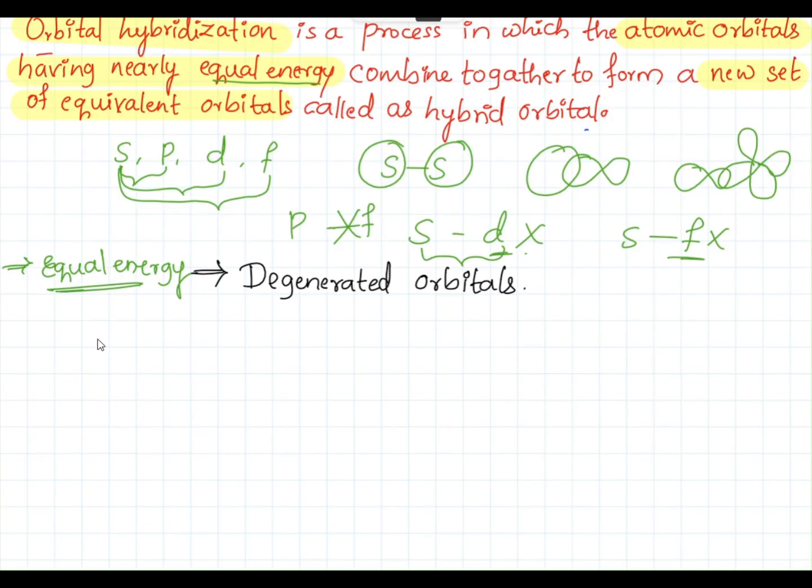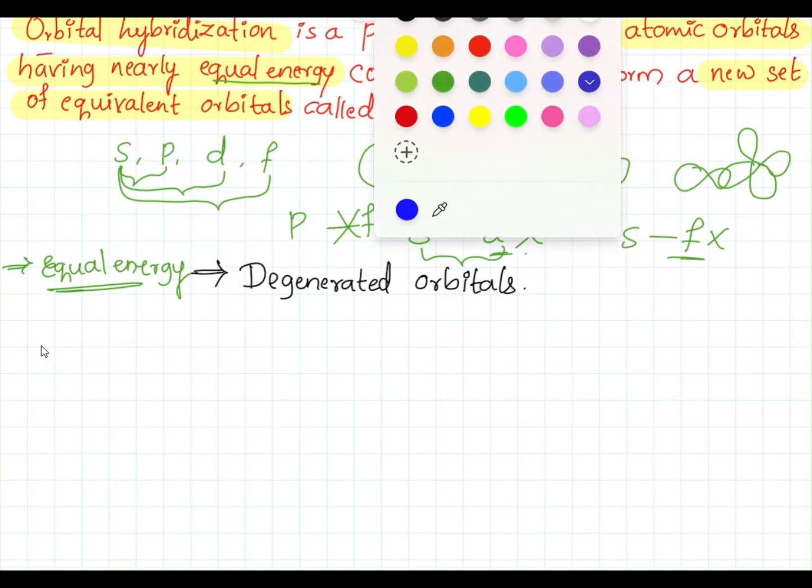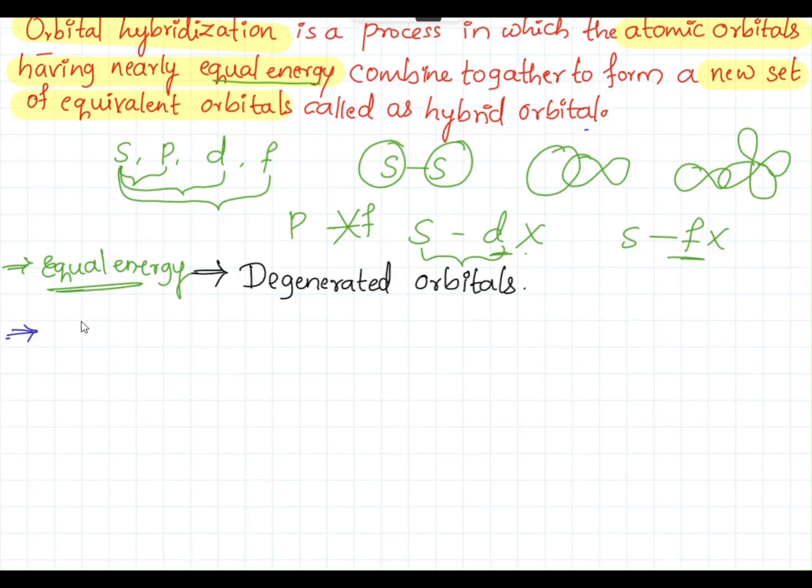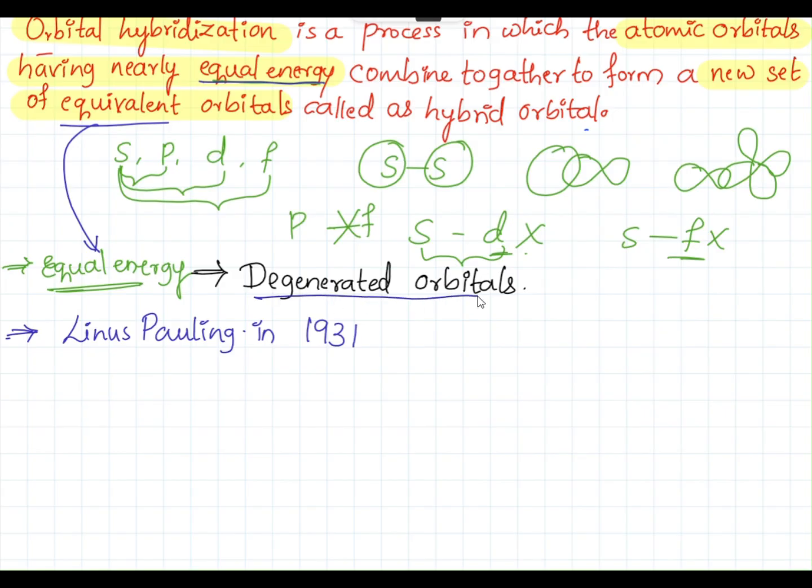Orbital hybridization was first proposed by Linus Carl Pauling, or Linus Pauling, in 1931, and he also received the Nobel Prize for this work in 1952. Linus Pauling first proposed that orbital hybridization happens between two atomic orbitals having nearly equal energy, and the new set of orbitals are equivalent and have equal energy, hence they are called degenerate orbitals.